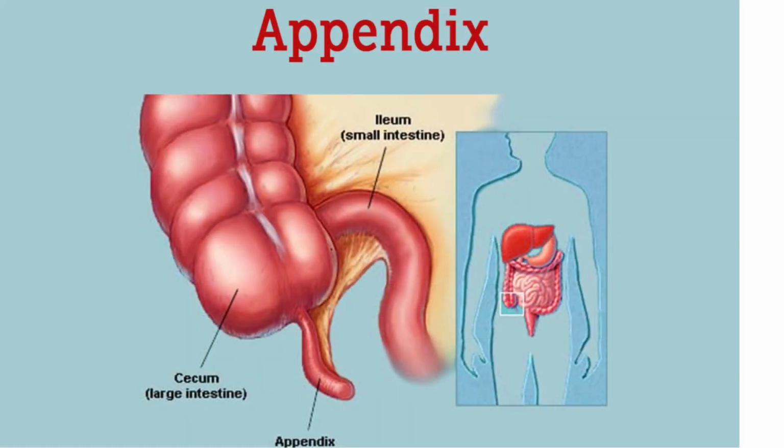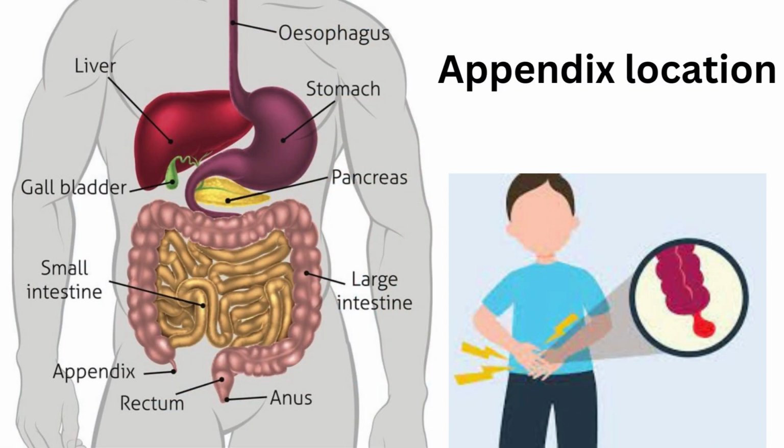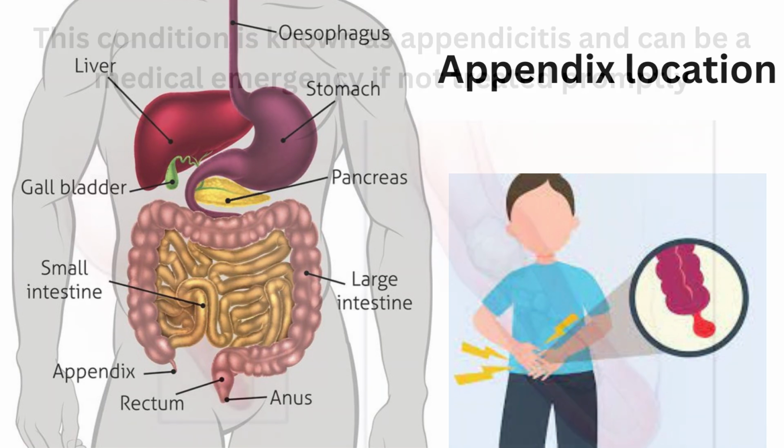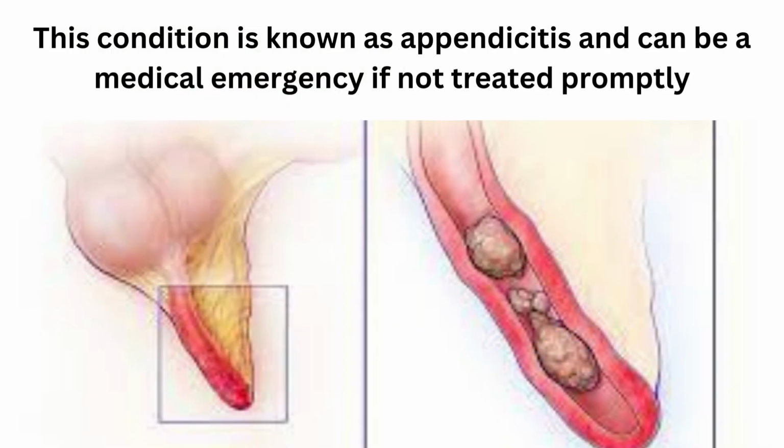Why does an appendix problem occur? Describe its causes. An appendix problem typically refers to inflammation or infection of the appendix, a small, finger-shaped organ located at the lower right side of the abdomen. This condition is known as appendicitis and can be a medical emergency if not treated promptly.